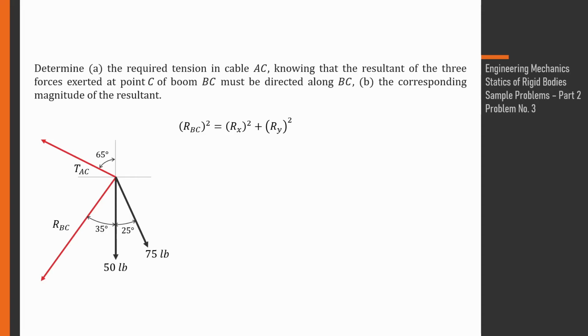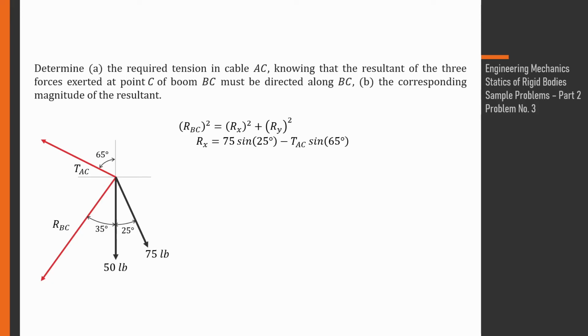So we're going to use this formula. It's like the Pythagorean theorem for the components of the force. So our resultant directed along line BC squared is equal to the sum of the squares of its components, r sub x and r sub y, the horizontal component denoted by r sub x and the vertical component denoted by r sub y. R sub x: positive for rightward forces, and negative for leftward forces. So 75 sine 25 degrees.